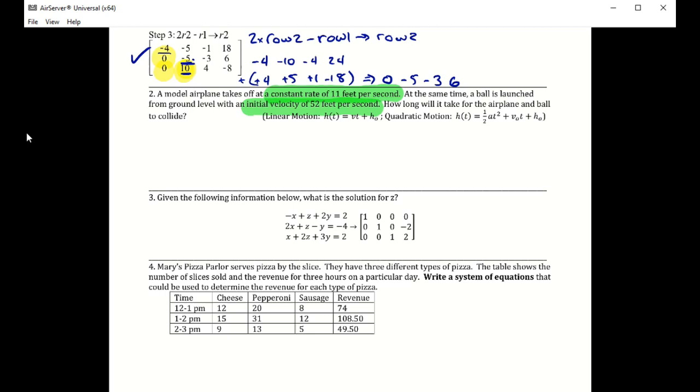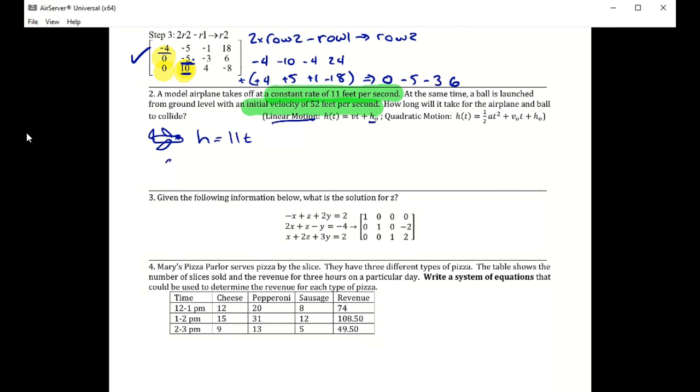So let's write our two equations. The airplane has a constant rate. Draw our airplane. There's our little airplane. Put a wing on the other side so it doesn't fall out of the sky. Constant rate of 11 feet per second. Linear motion. So height equals 11t. And we're taking off from the ground, so we're assuming height at time 0 is 0. So there's the equation for our plane. Anytime you see constant rate, think linear motion.